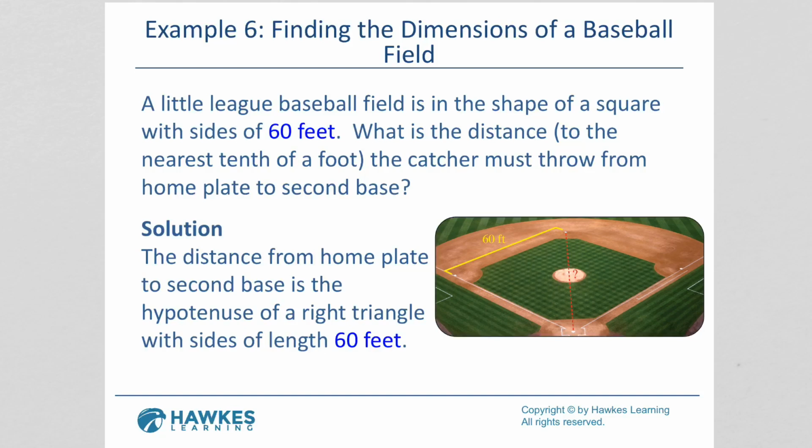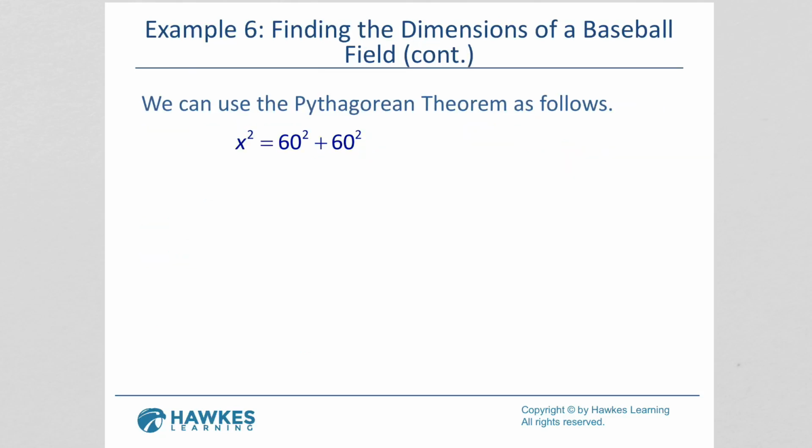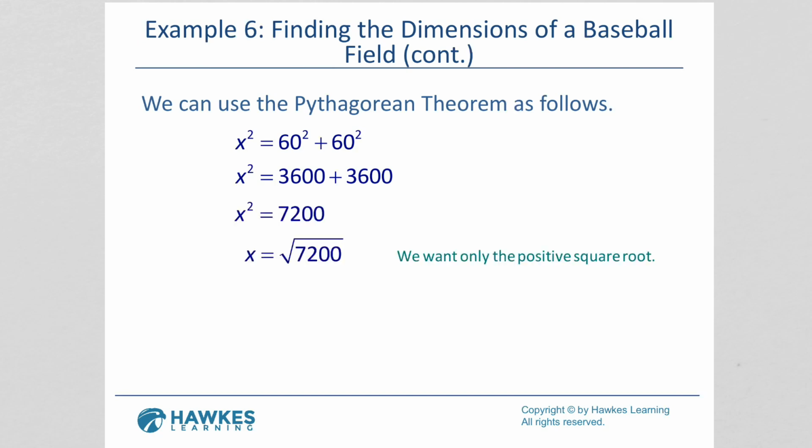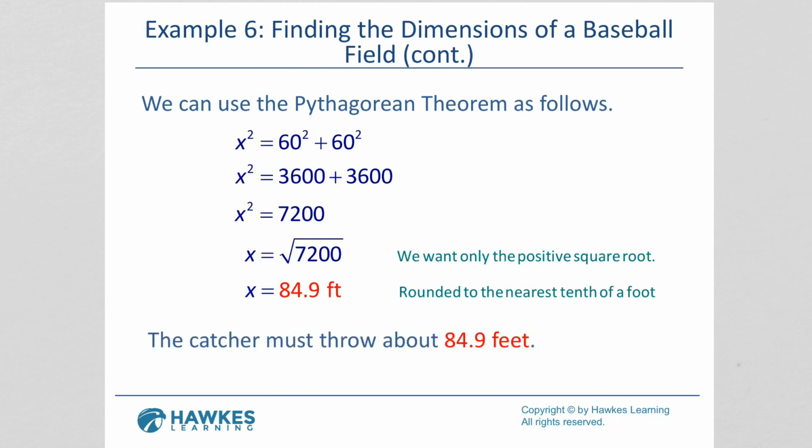So the distance from home plate to second base is the hypotenuse of a right triangle with sides of length 60 feet. We use the Pythagorean theorem and we get x squared equals 60 squared plus 60 squared. So x squared equals 3,600 plus 3,600. x squared equals 7,200. x is equal to the square root of 7,200. In this case, we don't do plus or minus because we know we're talking about distance, so we just worry about the positive value. And so x equals 84.9 feet when we round to the nearest tenth of a foot. The catcher must throw about 84.9 feet.